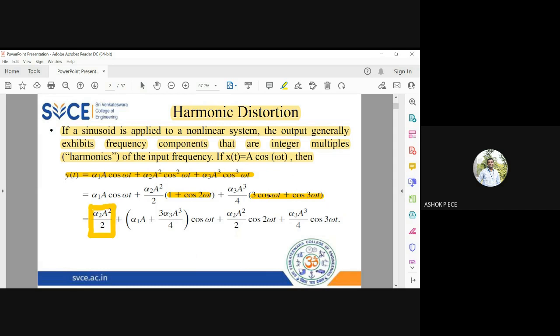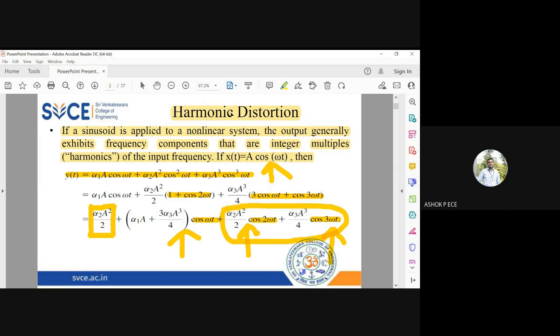The cos omega t term is present in two places. So you have alpha 1 a plus 3 alpha 3 a cube by 4, into cos omega t. And you have one cos 2 omega t term and one cos 3 omega t term. See, I am giving only one frequency as input, but I am getting DC, my original frequency, a harmonic of my original frequency, and the next higher harmonic of my original frequency. So I am getting additionally one DC plus two other frequencies, and these two components other than my original frequency are called harmonic distortion.